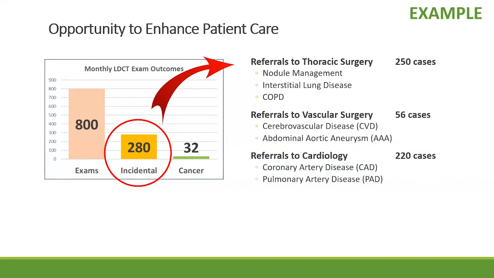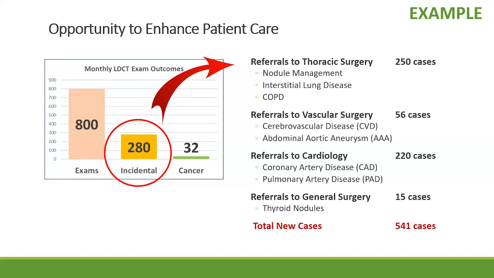There should be 220 cases referred to cardiology. This is apparently very, very common. We get coronary artery disease that shows up in these screening exams, pulmonary artery disease that shows up. They need to be referred to cardiology and have that followed, like our patient that we found. Referrals to general surgery for thyroid nodules, very common to find a thyroid nodule on exam. And these are the common ones that are pointed out in the literature. There may be other things that we find. That's 541 cases that we have not been referring within our organization.